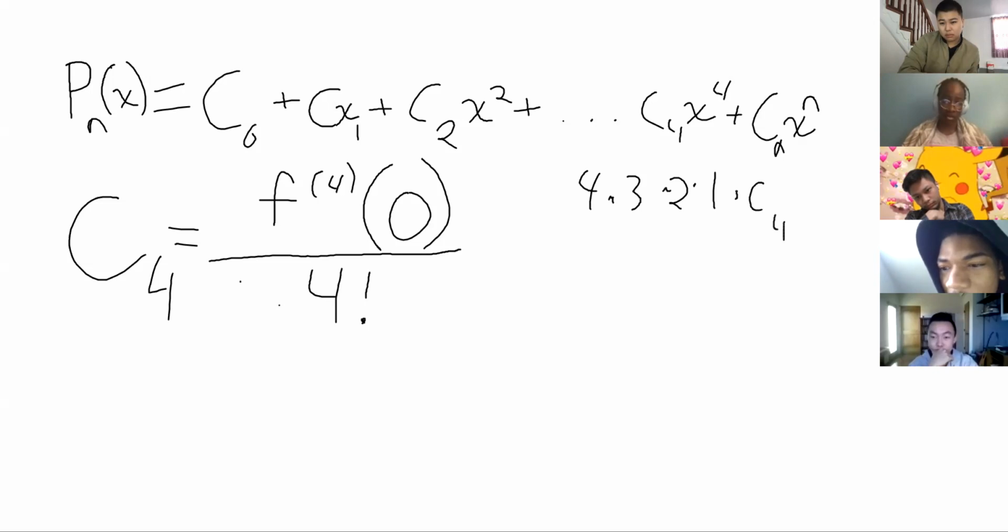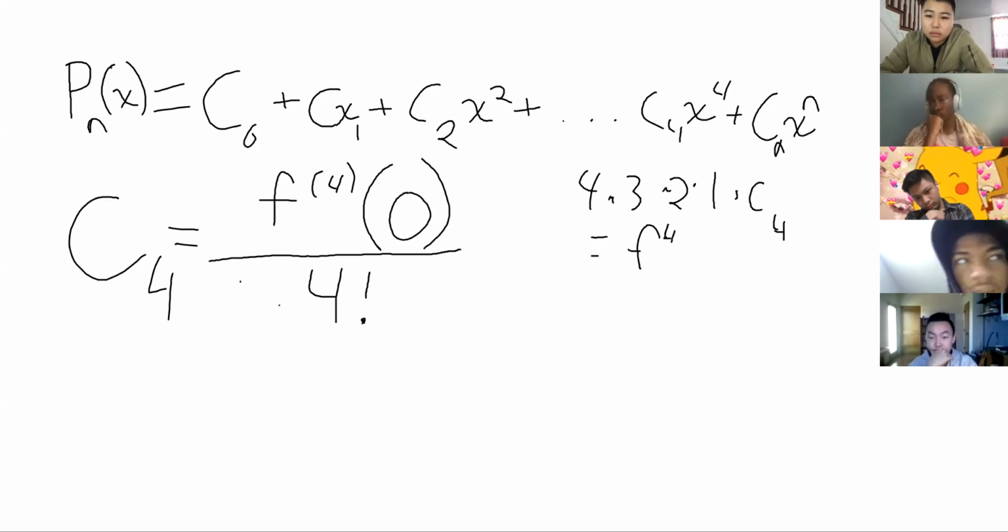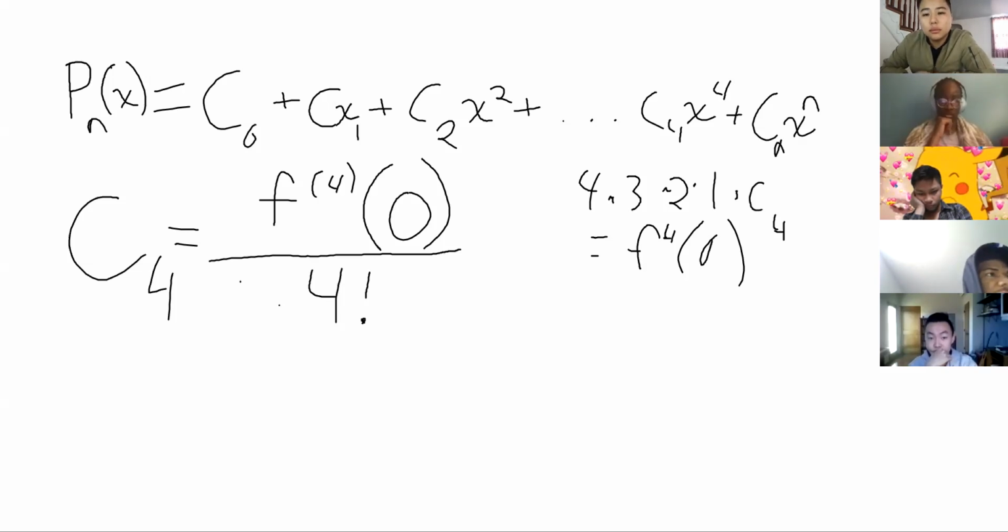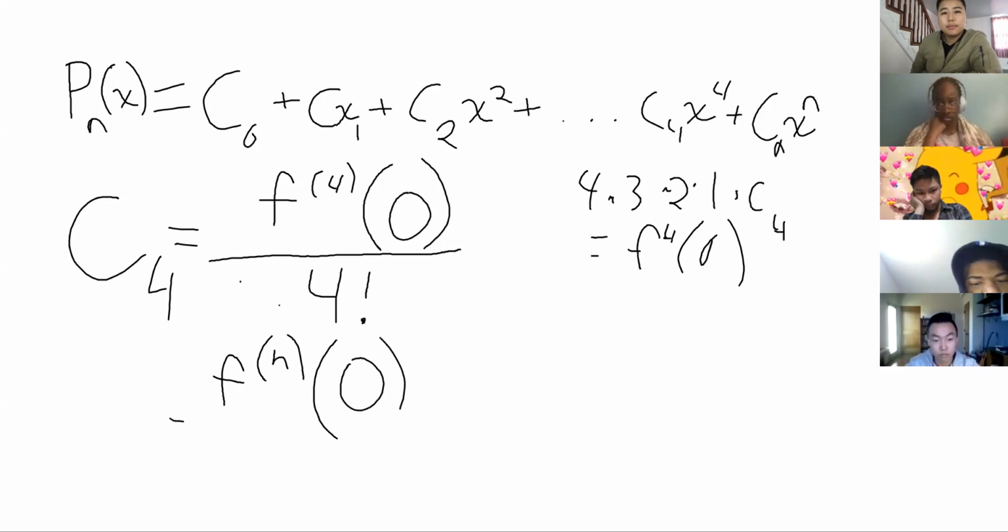Times c to the 4, which is going to be equal to your f4 of 0 over 4 factorial. So your f4 of 0 is going to have the factorial in it, and you're just dividing it out, essentially. That also works for increasing. If you want to find the nth derivative, it's the same general format: the nth derivative evaluated at 0 divided by n factorial.